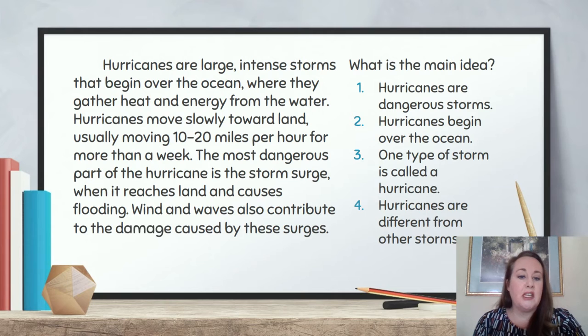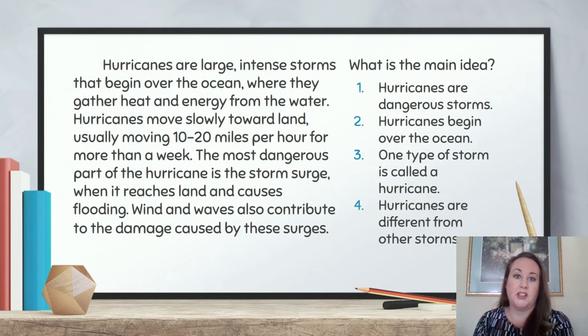Is it just talking about how they form? No, it's talking about what kind of damage they can do once they make landfall. So it would not be number 2. Sometimes that can be a little tricky. Yes, hurricanes begin over the ocean, but the answer would actually be number 1 because it's talking about how dangerous they are, how there's a lot of rainfall, there's a lot of storm surge, and what that can do to areas. So the main idea in this one, it's a little bit tricky, is number 1.